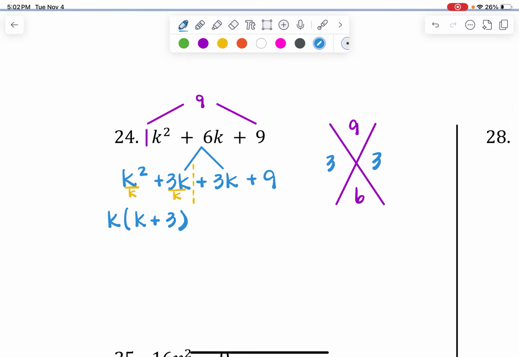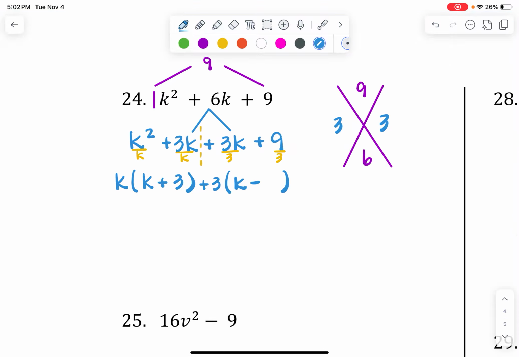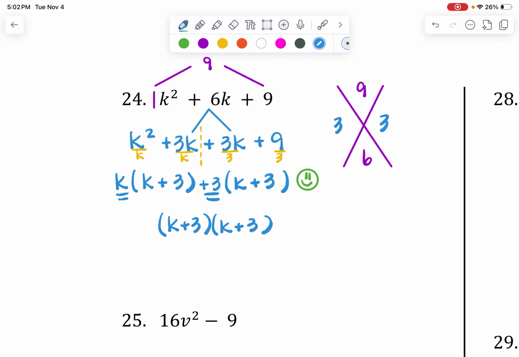And then for the second half, 3K plus 9, they have a positive 3 in common. So we're going to divide out the 3 from each term, which leaves us with K plus 3. And remember, your parentheses have to be identical at this point. If they are not, then you've done something wrong. I'm going to put my little signature happy face right there because this is my self-checking line that tells me that I'm totally on the right track, which means now I can take out the K plus 3 that they have in common. And once I divide out the K plus 3, it looks like K plus 3 is my leftovers. And so that is my answer.